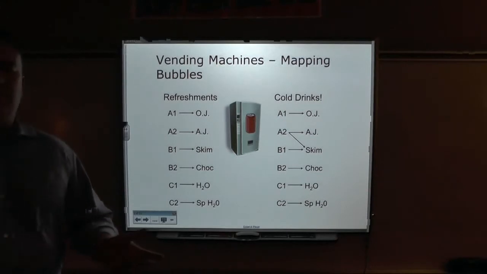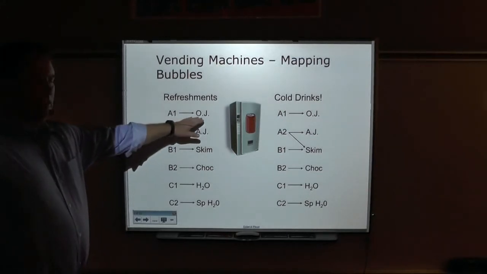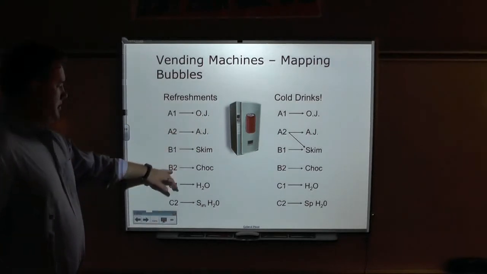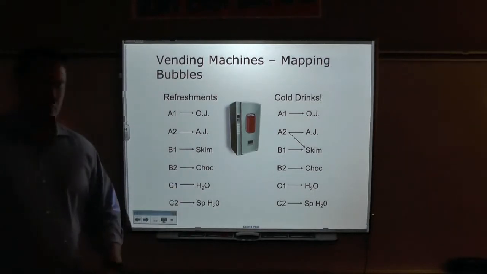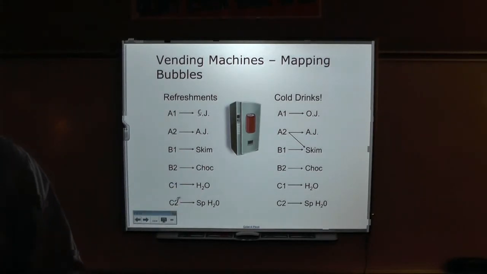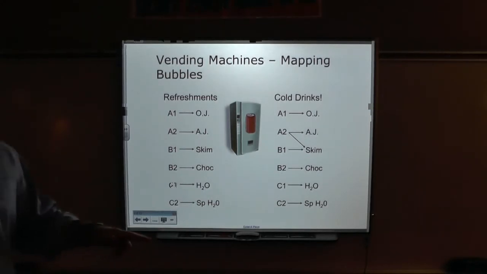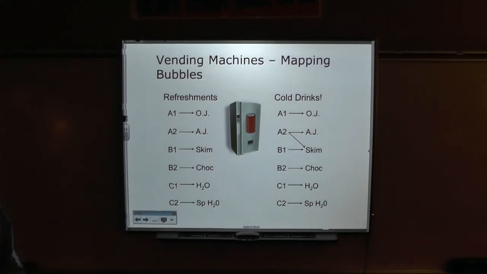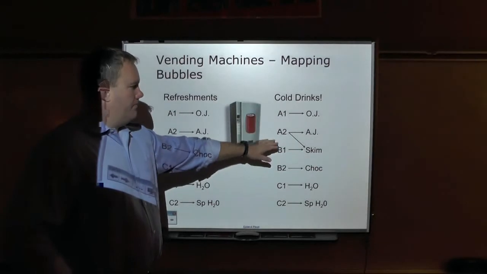When you are at a vending machine, if you press A1, you're pressing it because you want orange juice. You press B2, it's because you want chocolate milk. You press C1, it's because you want water. Right? That makes sense. And a vending machine is like a function. You press a button, you expect something out.